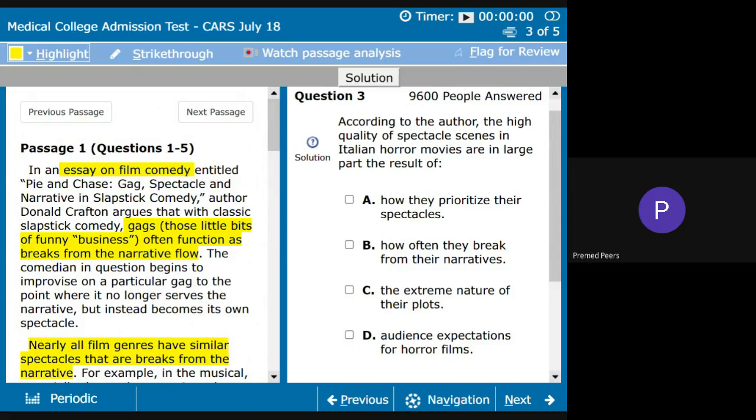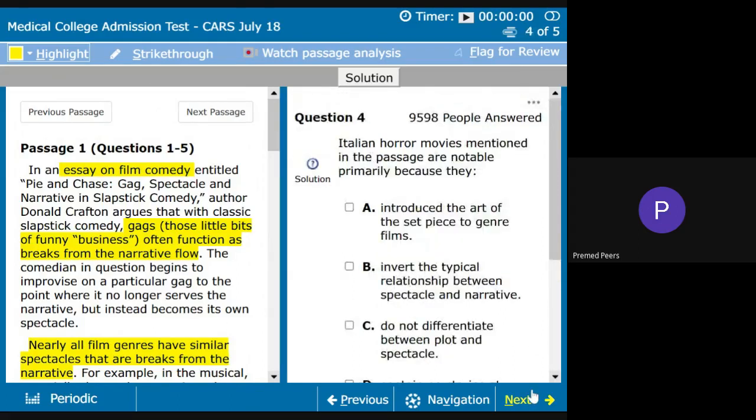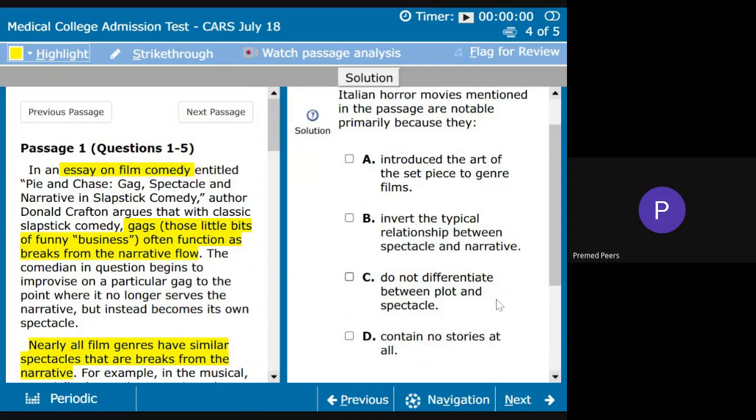Alrighty. Question 4. Italian horror movies mentioned in the passage are notable primarily because they what? So again, if you want to type in the chat what your answer choices might have been, or what your responses might have been. And don't feel pressured to get it right. If you just want to take an educated guess, that's fine.